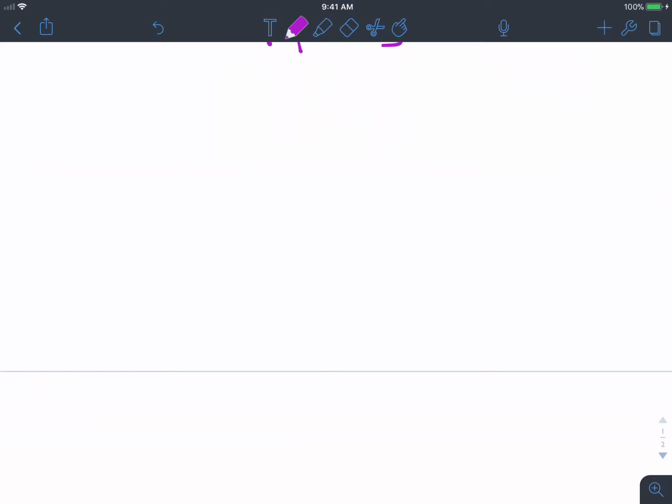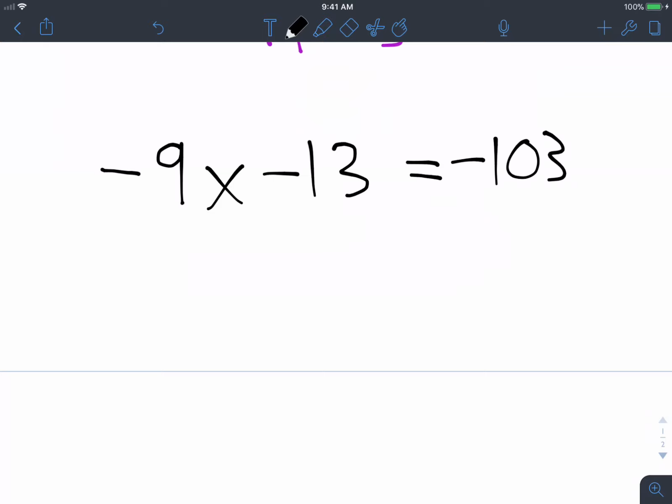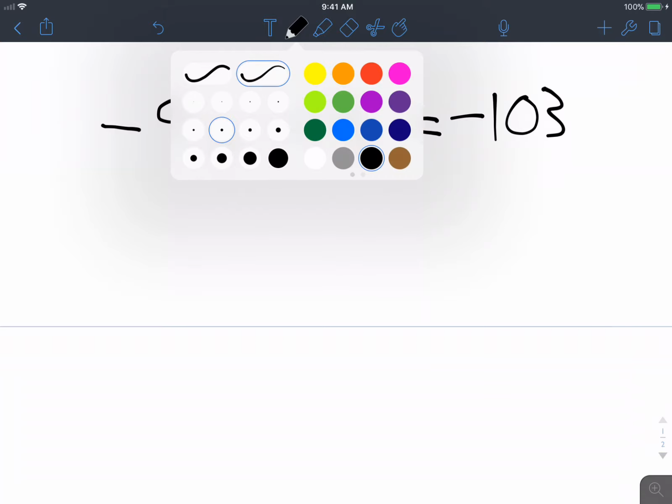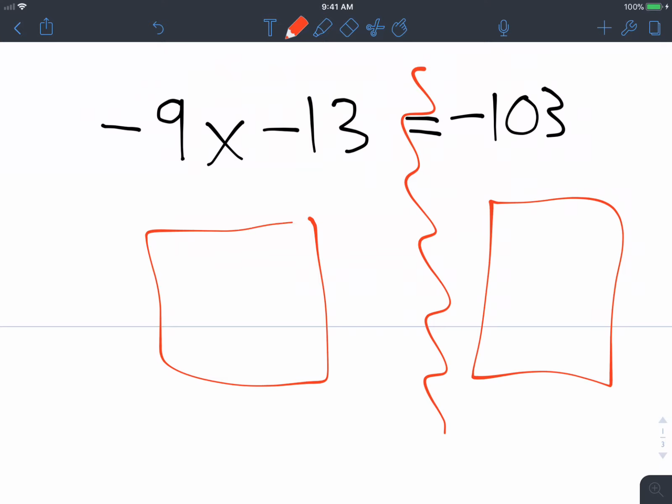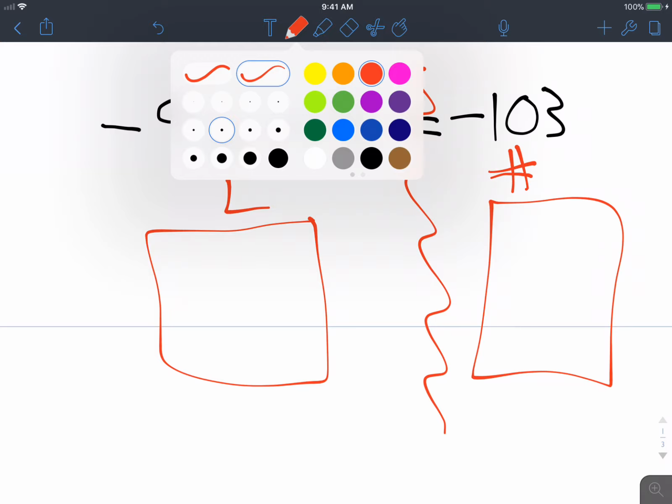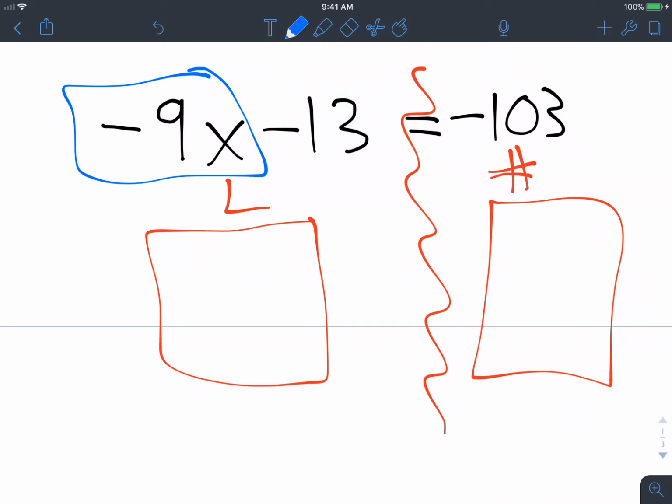Let's go ahead and take a look at another one. Negative 9x minus 13 equals negative 103. Again, I'm going to start with my fence. Draw my fence in. Put my boxes in. One's going to be my letter box, one's going to be my number box, and I'm ready to drop some things in. Since this negative 9x is on the same side as the letter box, I'm just going to drop it in. And notice that it still stays negative 9x. I did not change anything on that. The 103 is on the same side as the number box, so I'm just going to drop it in.